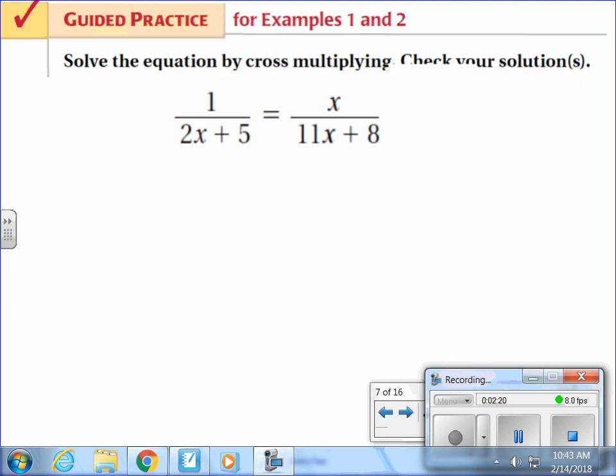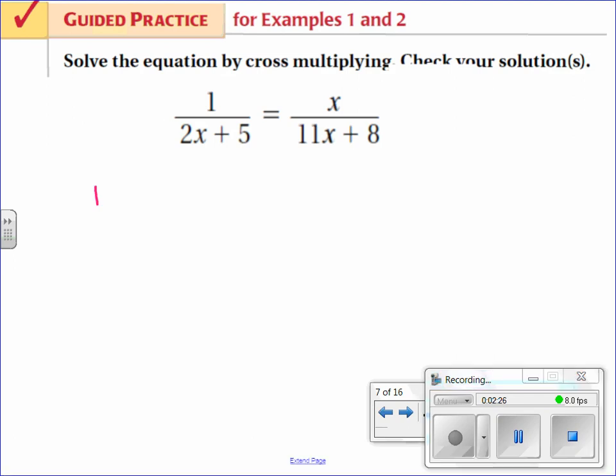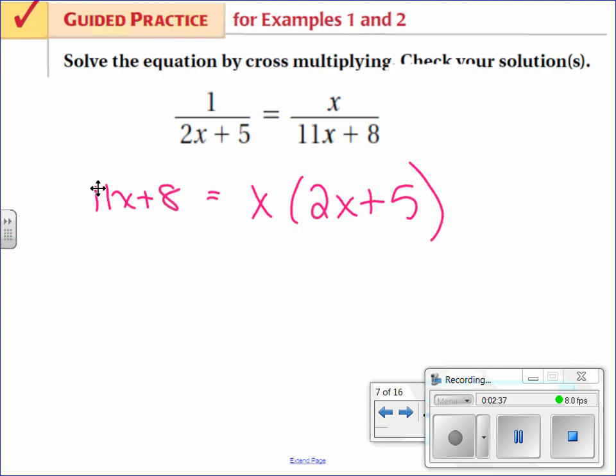So can I have a volunteer in the class tell me what my setup would look like after the cross multiplication happened? Spencer? It would be 11x plus 8 and 2x squared plus 5x. Okay, I'm just going to set it up. Spencer's good at doing the distributing in his head. I'm going to set it up like this for people. So the x will multiply by the 2x plus 5, and the 1 will multiply by the 11x plus 8.